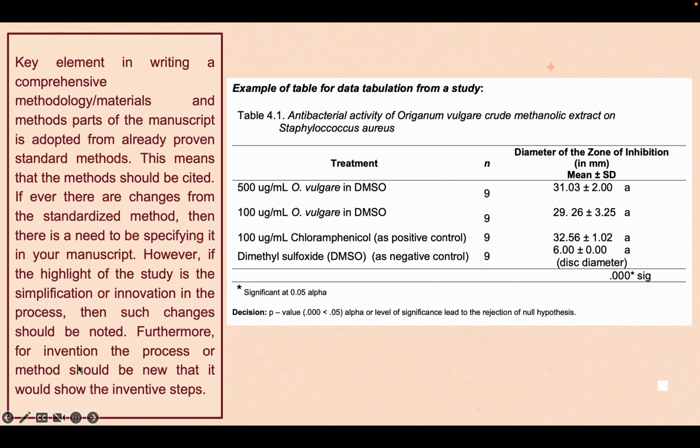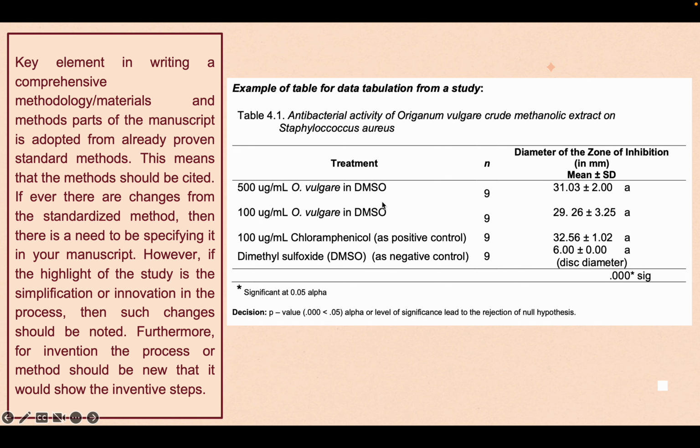So, if your study focuses on innovation and invention, you should highlight the process and the method that are novel and new. You should show those inventive steps. So, here we can see the table. This is a biology-related study, the antibacterial activity. So, antibacterial activity of Origanum vulgare crude methanolic extract on Staphylococcus aureus.